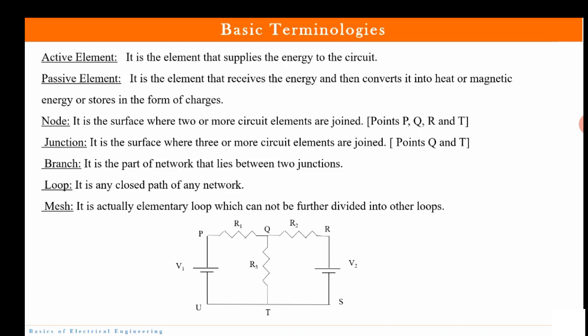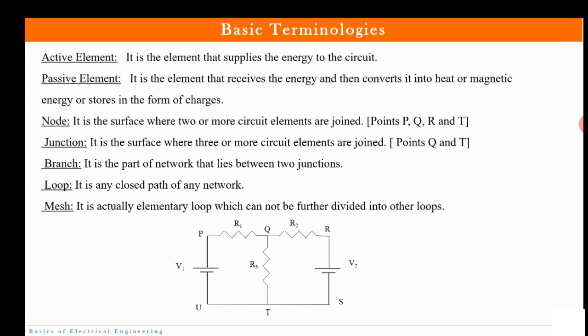Okay, now let us come to passive elements. Basically passive elements are the elements which receive the energy and then convert it into heat, magnetic energy, or store that energy in the form of charges. Fine. So in this circuit, what are the passive elements? Passive elements are R1, R2 and R3.